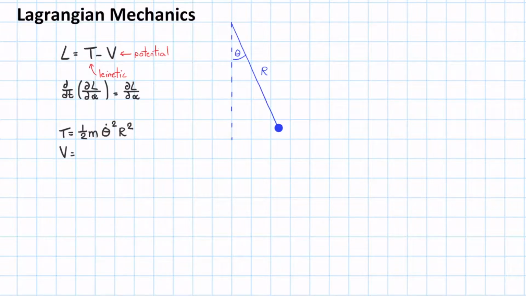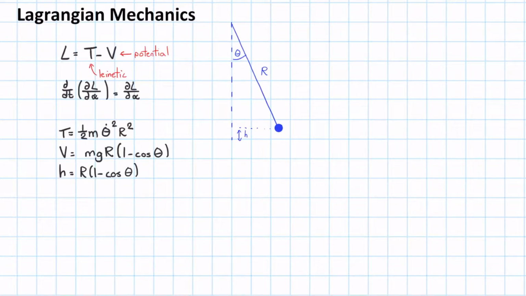Likewise, we need to write down the potential energy. And in this system, the potential energy is equal to mgr times 1 minus cos theta. Now you can see why this is true just by looking at the diagram. We can draw in another distance, h, which is equal to the vertical distance through which the pendulum has been raised. And h in this system is equal to r times 1 minus cos theta.